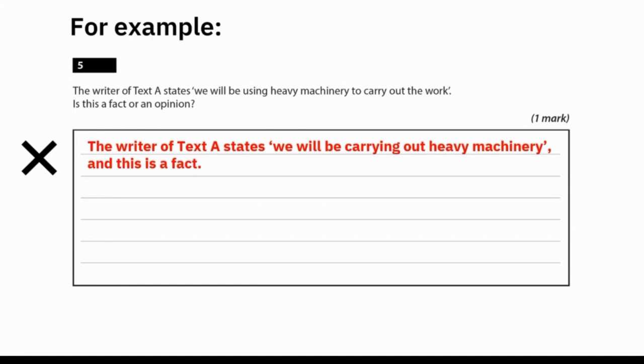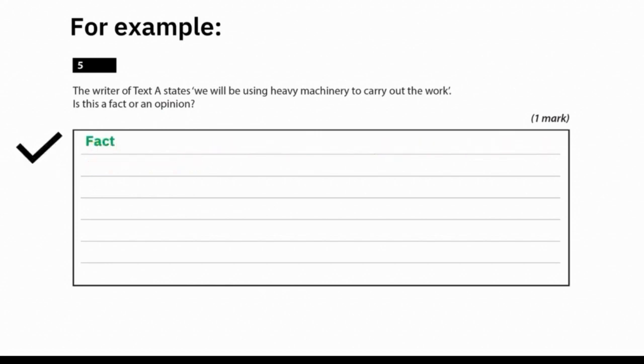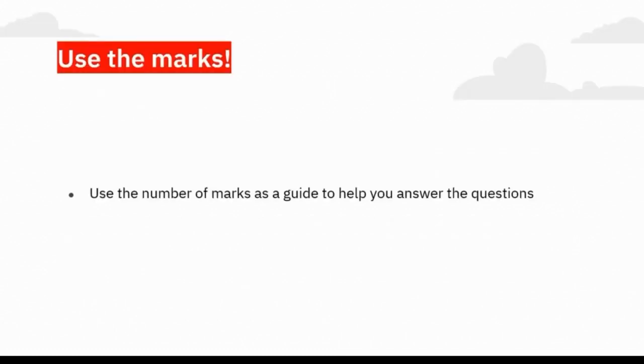Let's look at another possible answer. Fact. Simply writing the word fact answers the question effectively. The question doesn't ask for any extra information either, so this is all you need to write. You also need to use the number of marks as a guide to help you answer the questions.